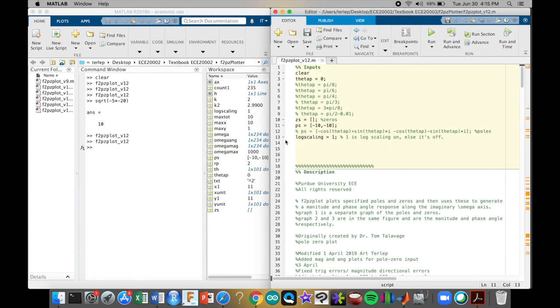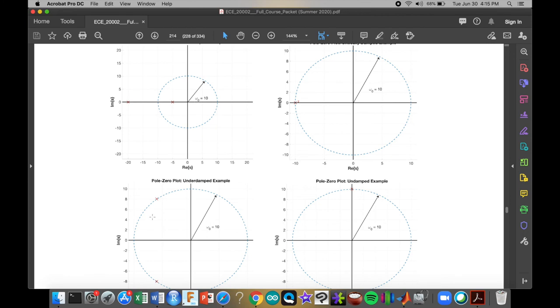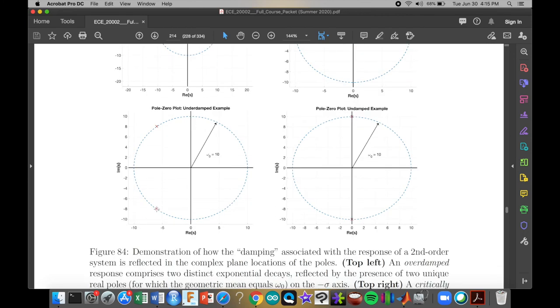More interesting, however, is trying to figure out what happens when I go into the complex solutions or the underdamped solutions. So this one's actually pretty simple. So if we look back at the book here, I've got one here and one up here. This one's roughly at what looks like 8.